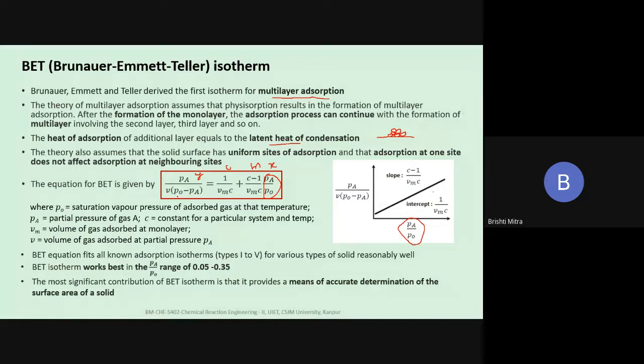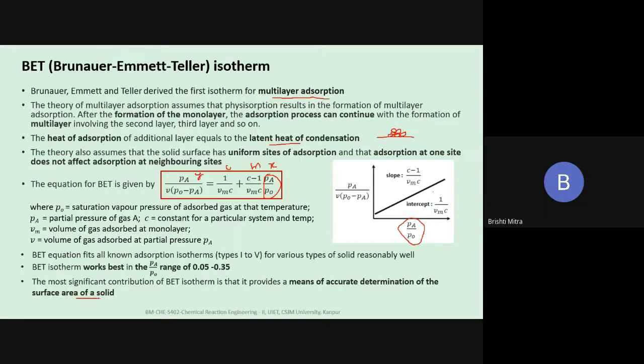The most significant contribution of the BET isotherm is that it provides a means of accurate determination of the surface area of a solid. So when I talk about the surface area of a catalyst surface being, say, 500 meters squared per gram or 300 meters squared per gram, how do I determine that? I determine that by using the BET isotherm. How we do that, we will teach you later when we talk about the chapter on solid catalysts.